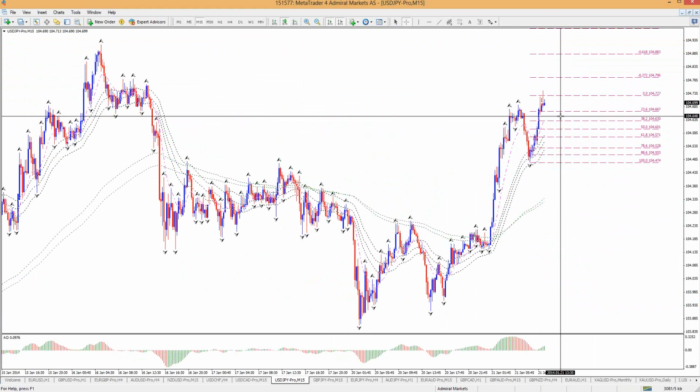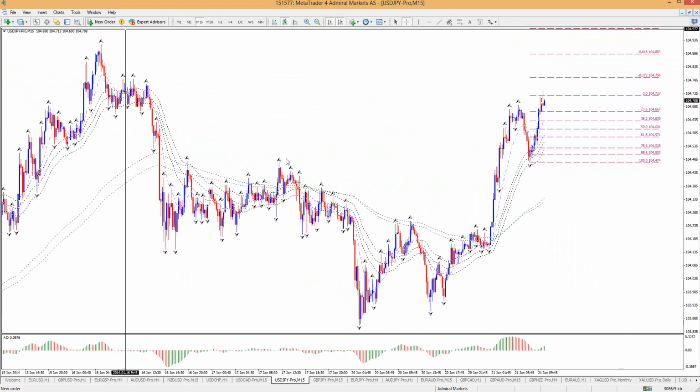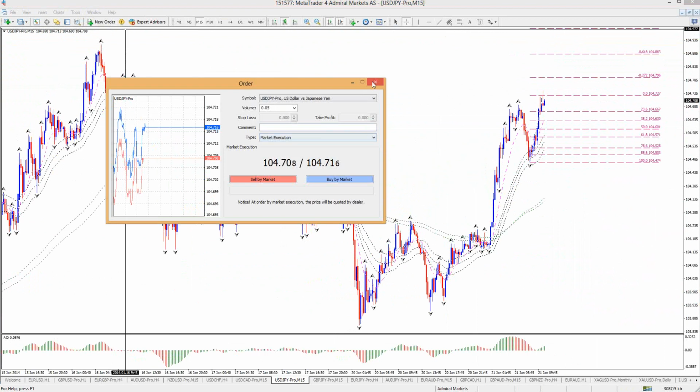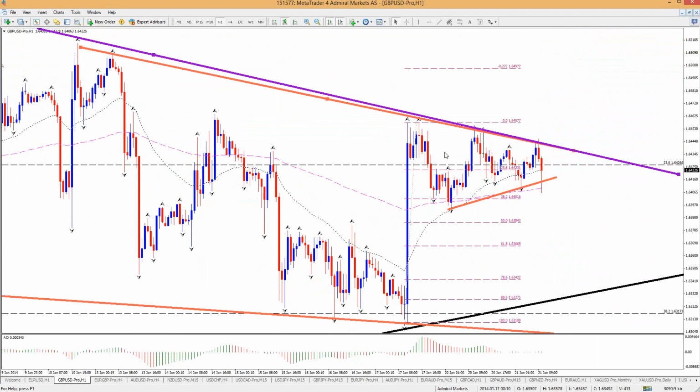Yeah, so this dollar yen looks like a good setup to me. I think that makes sense. 104, 104.62, or maybe the pound yen, right? Let's take a look at the pound dollar again. Pound dollar has an impulse up.